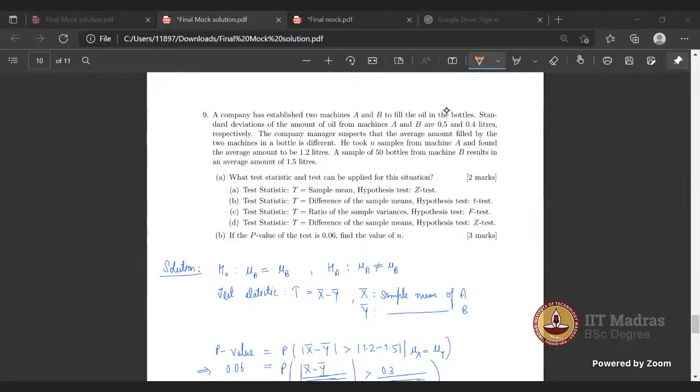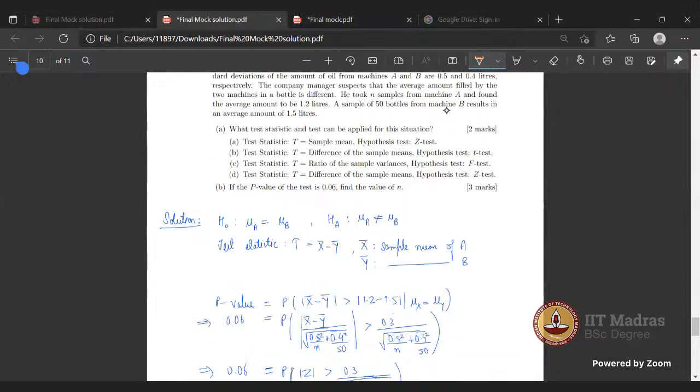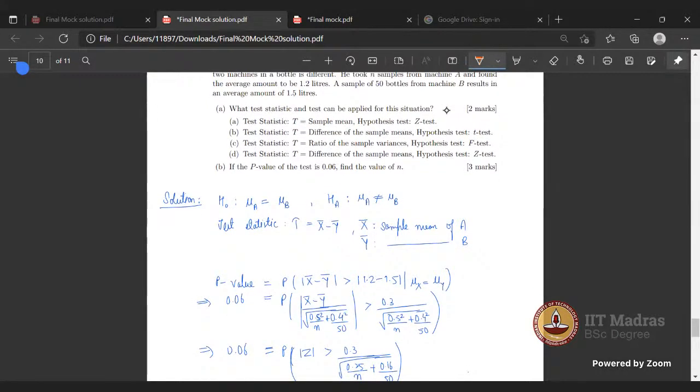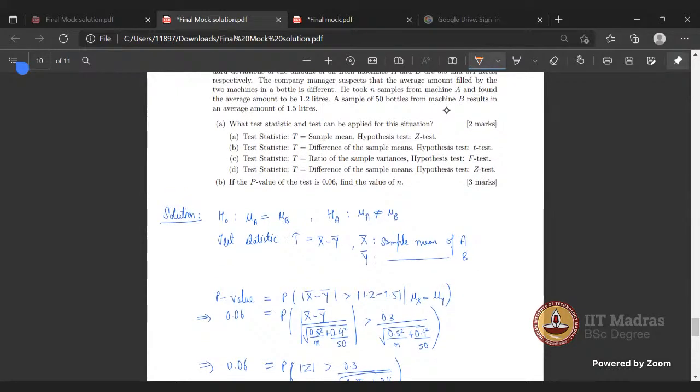Fine. Now, what is the test statistic that you will use? If you have a two-sample Z test, what is the test statistic? A bar minus B bar. Yeah, X bar minus Y bar. Right. Now the p-value is given to you, and you have to find the value of n.